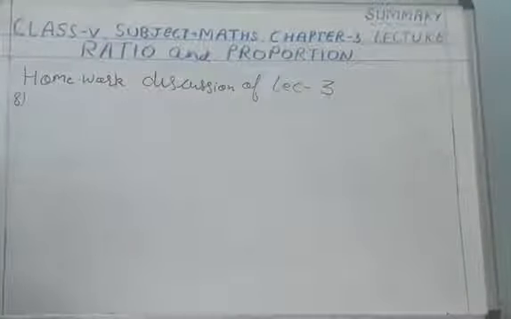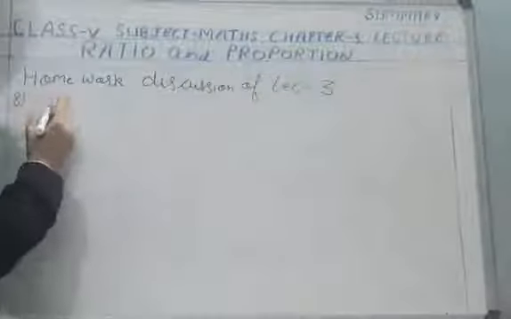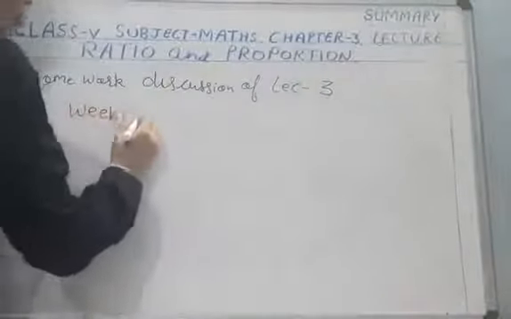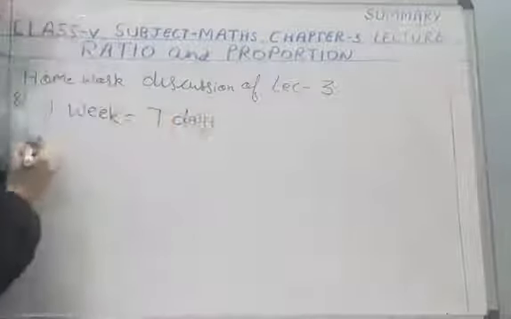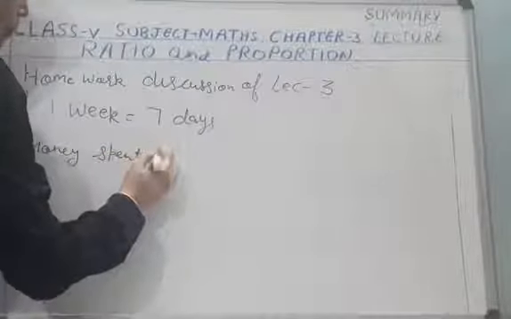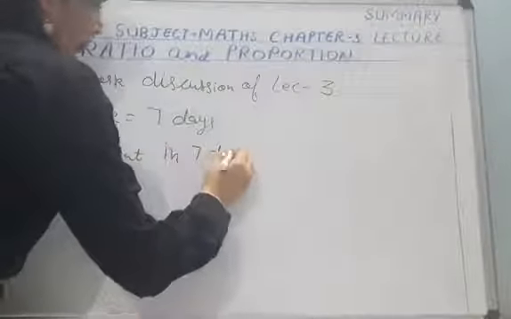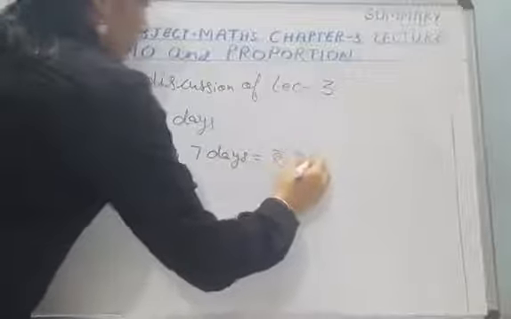Next is question number 8. The money spent on lunch in a week by Raj was rupees 210. How much did he spend in a day for lunch? राज एक वीक में 210 रुपीज खर्च करता है अपने लंच पे, तो 1 डे में कितना खर्च करेगा? So what you will write first? 1 week is equal to 7 days. Money spent in 7 days is equal to rupees 210.